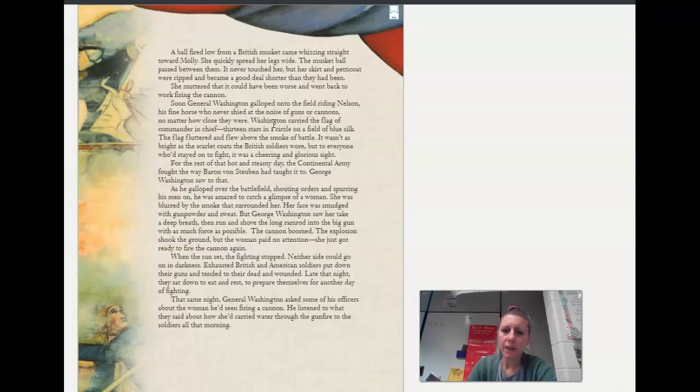When the sun set, the fighting stopped. Neither side could go on in darkness. Exhausted, British and American soldiers put down their guns and tended to their dead and wounded. Late that night, they sat down to eat and rest to prepare themselves for another day of fighting.